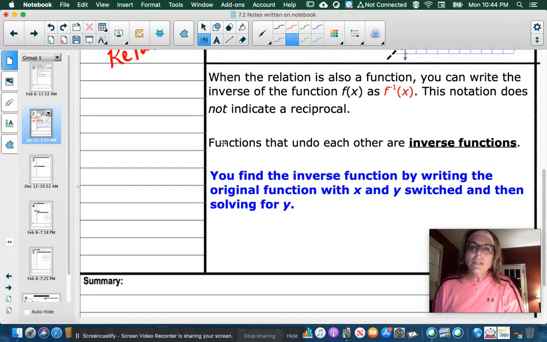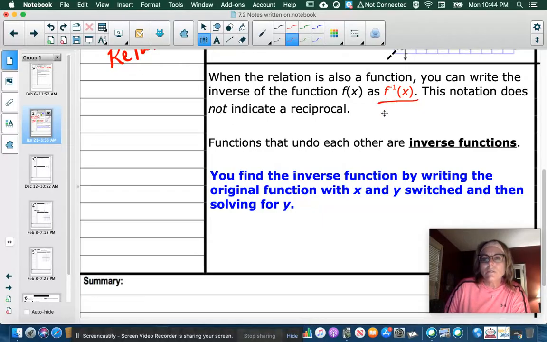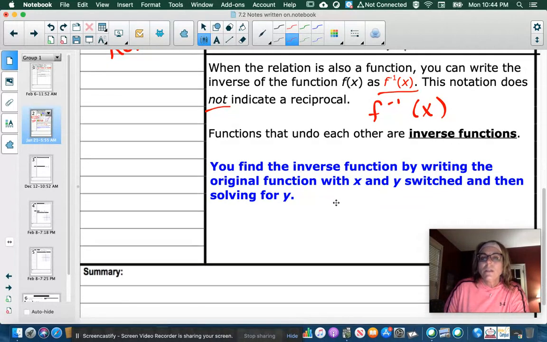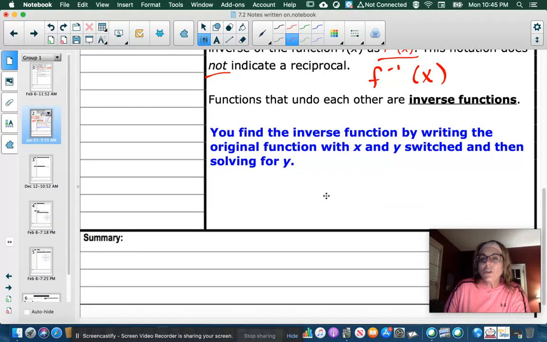When the relation is also a function, you can write the inverse of the function f of x in this notation. It looks like that. This notation does not indicate a reciprocal, it means inverse. Functions that undo each other are inverse functions. You find the inverse function by writing the original function with x and y switched and then solve for y.